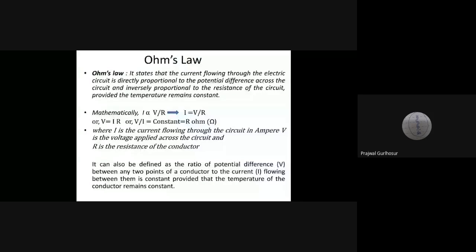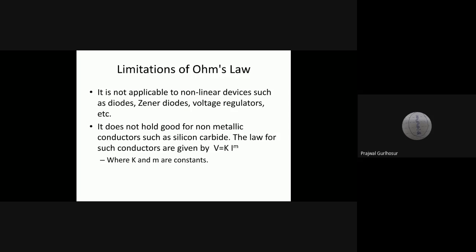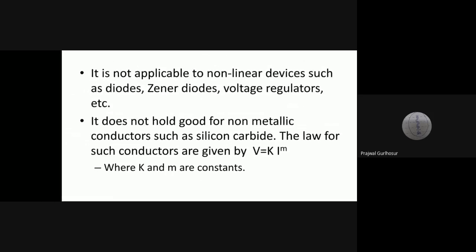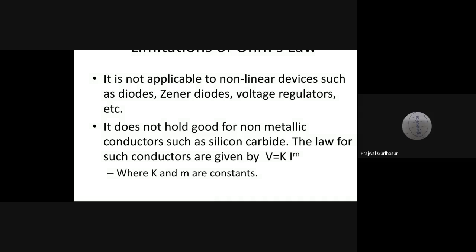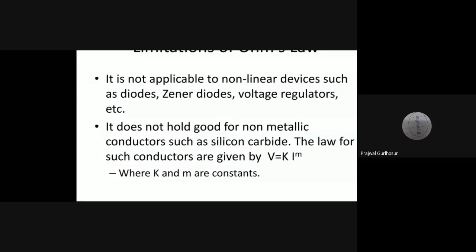Any confusion, any questions? Ma'am, can you please go to the last limitation slide? I have a doubt. In that last law, V equals K I raised to power M, where did the resistor go? Here, in place of R, you have K. R was the proportionality constant in the case of Ohm's law. But here, since resistance is linear and this is non-linear, we do not have R resistance. In place of that, we have K. Yes, ma'am, got it. Thank you.